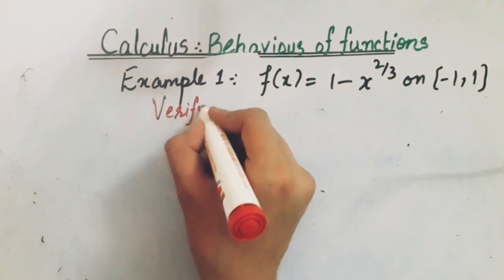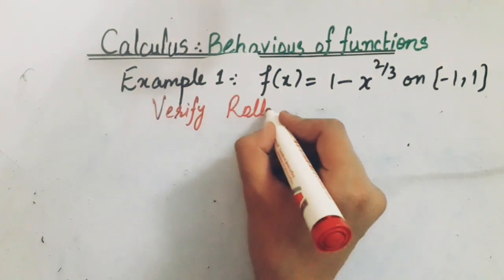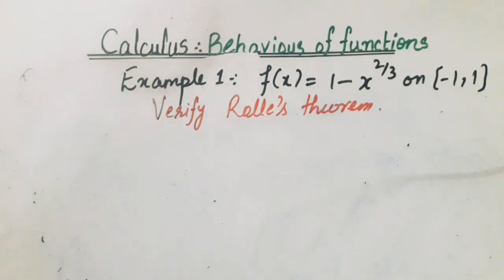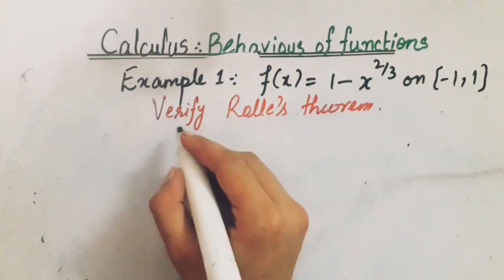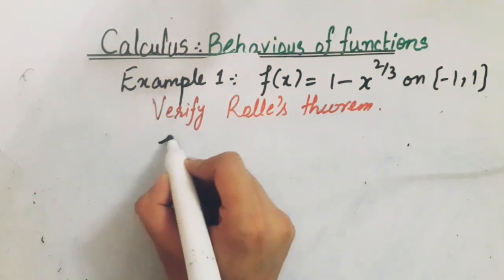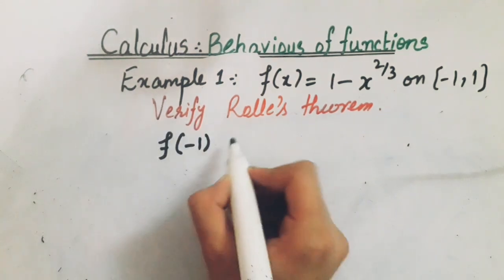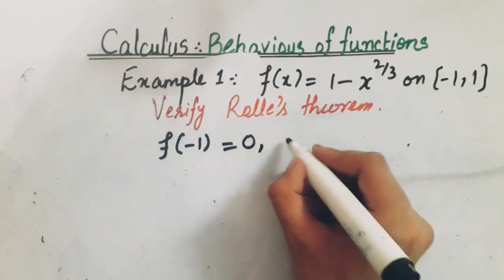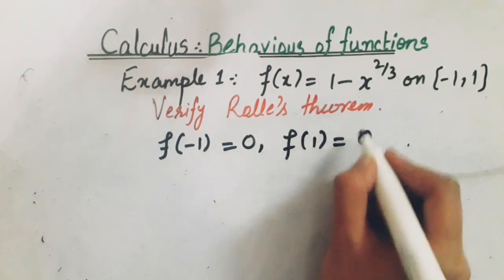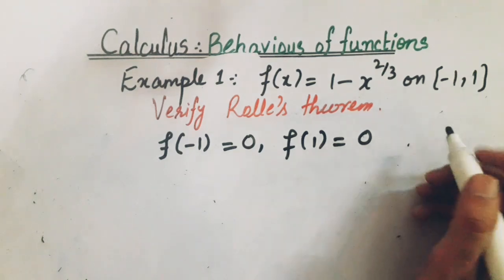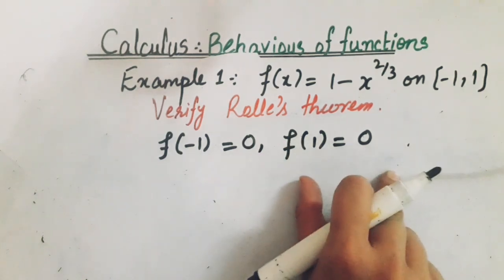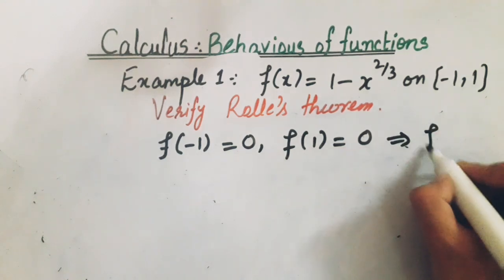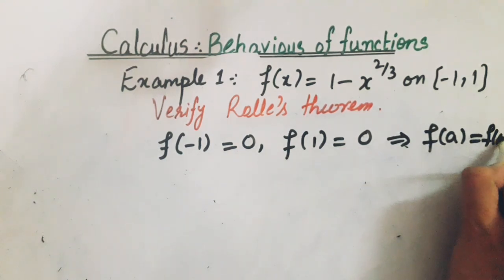Verify Rolle's theorem on this. Since f(−1), when we put −1 in this, gives 0, and f(1) is also 0, the first condition is satisfied: f(a) equals f(b).